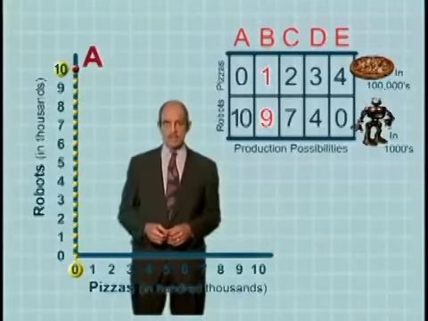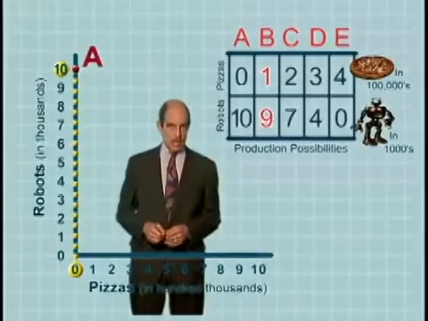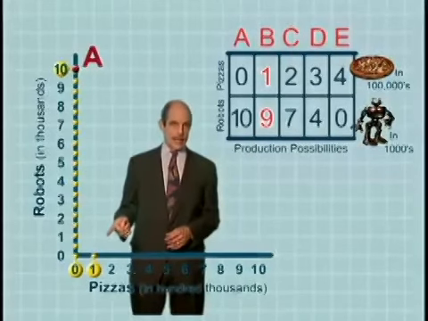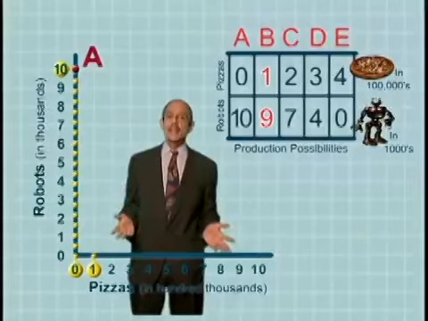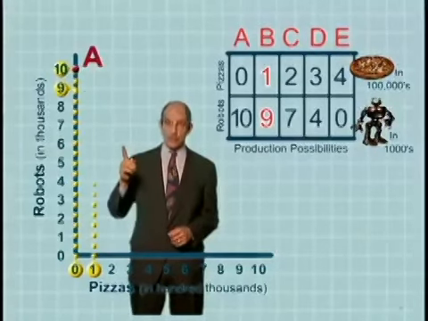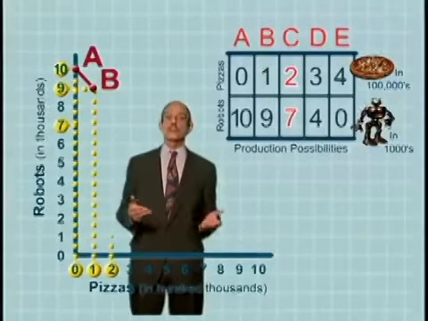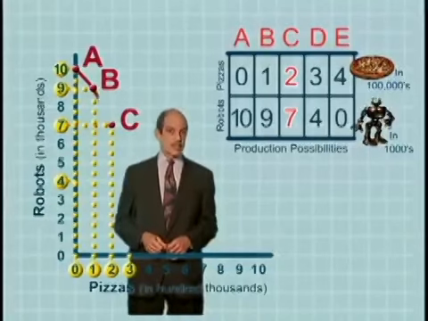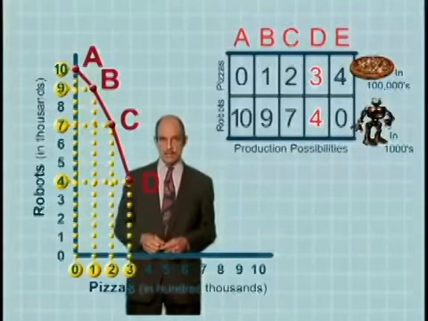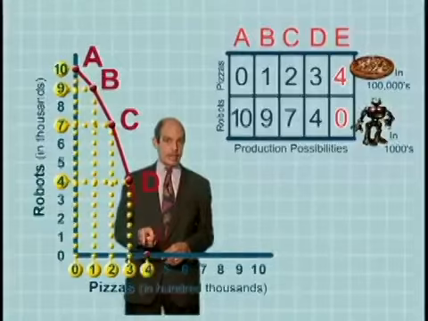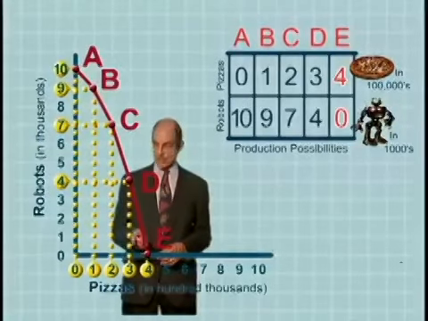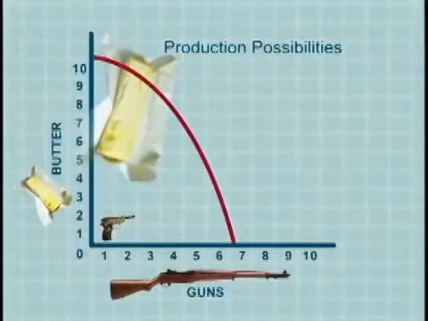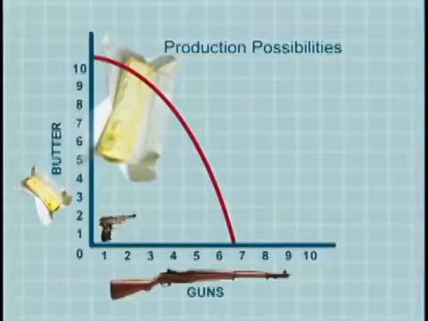Possibility B involves making at least some pizza, on the table 100,000 pies. But that means we only have the resources to make 9,000 robots as well. There's also possibility C, possibility D, and this frontier ends down at possibility E. 400,000 pizzas, no robots at all. The picture looks the same for any two products. The author of The Economy Today, Brad Schiller.